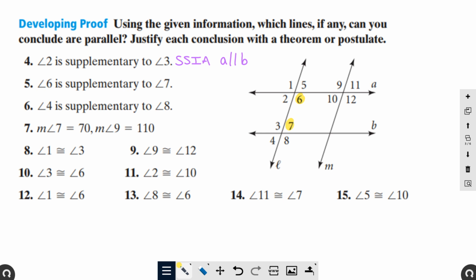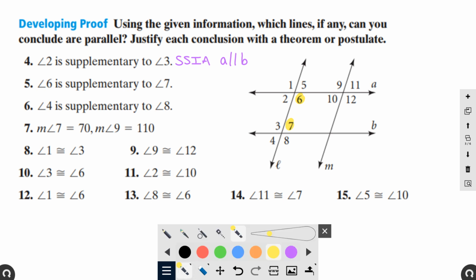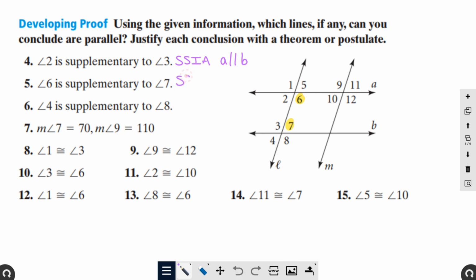And it says that they are supplementary. So our only question is, since it says supplementary, are they same side interior angles? Are they? Yes, they are. Which lines would be parallel? A and B again.